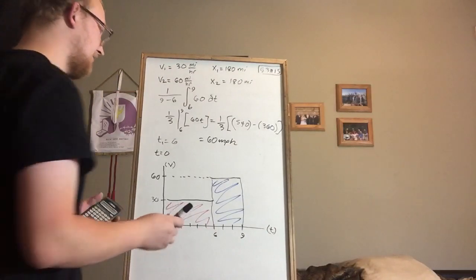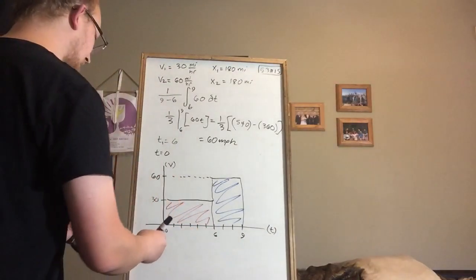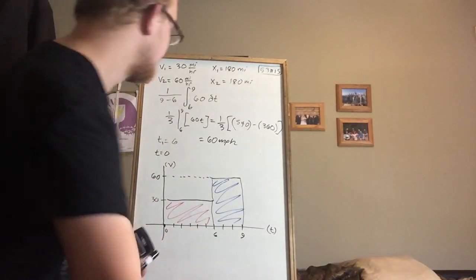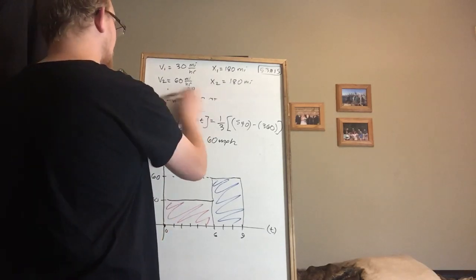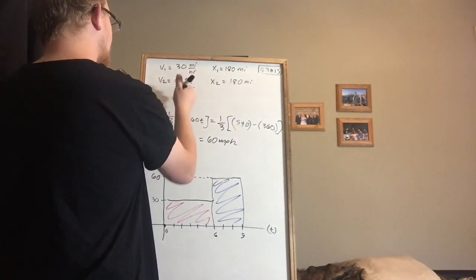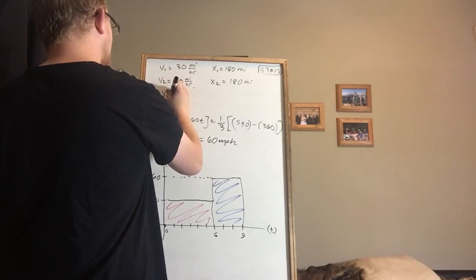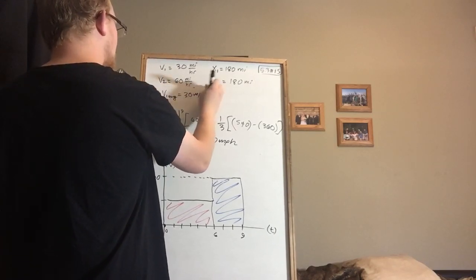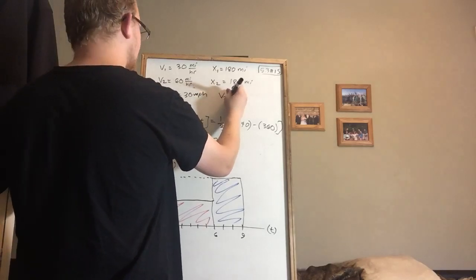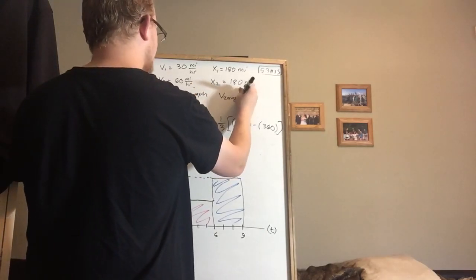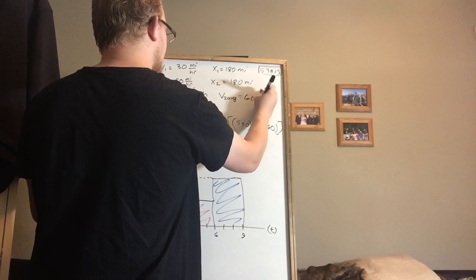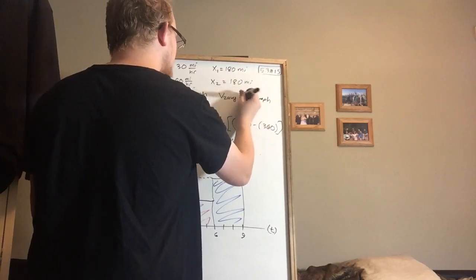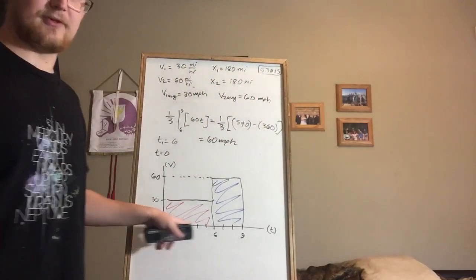Alright, so we know that on our first trip, let me write this down, our average velocity V1 average was 30 miles per hour, and our velocity on part of the trip 2 average was 60 miles per hour. Now the question is, what was the average velocity of the whole trip?